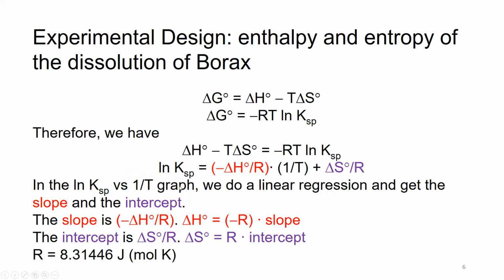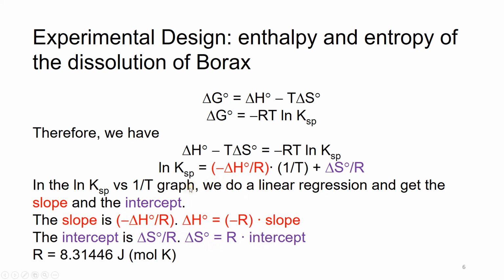We plot the graph. We do a linear regression, and then we can get the slope and the intercept displayed on the graph. And the slope is again, in red, negative delta H over R. Therefore, if you have the slope, delta H is simply negative R times slope. The intercept is delta S over R. Therefore, delta S is simply R times the intercept.